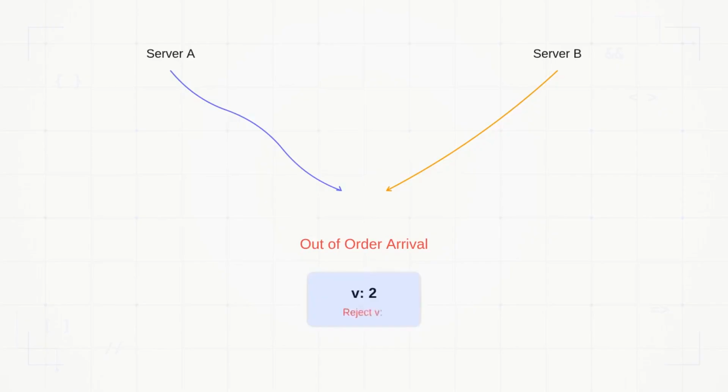The fix? Versioning. Instead of just storing the value, you store a version number or a timestamp. The cache should only accept an update if the incoming version is greater than the one it already has. This optimistic locking approach ensures that even if messages arrive out of order, the final state of your cache will eventually match the truth of your database.